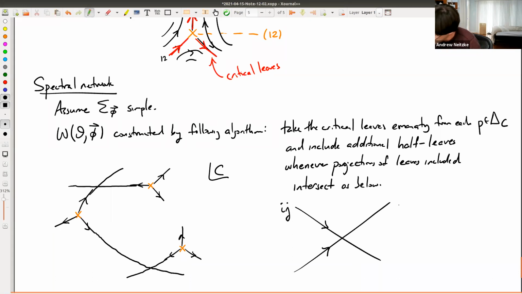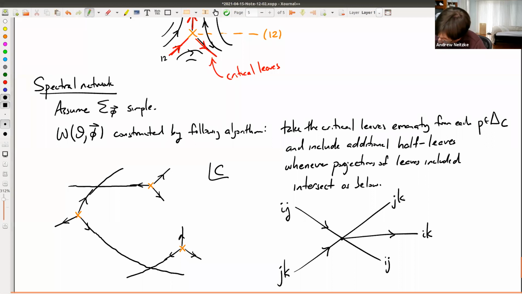We have another leaf, and suppose that other leaf is labeled JK, with one index in common, so IJ and JK. In that situation, when they intersect, we include an additional half leaf. The spectral network will include not just the two original leaves, but also an additional half leaf, which starts at the intersection point between the projections and lies on the IK sheet. So the picture is like that.